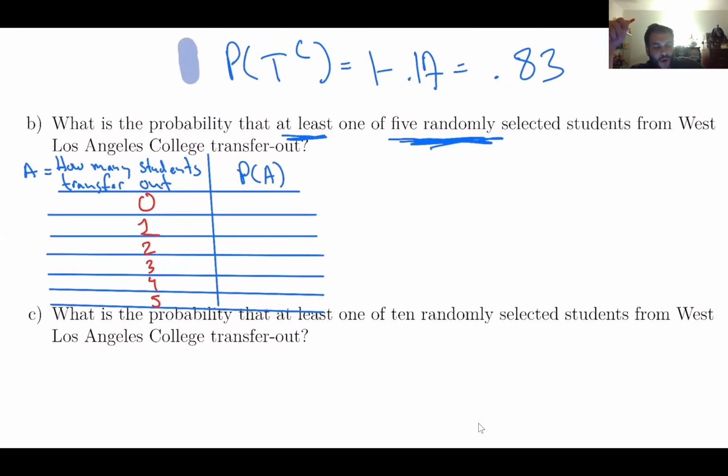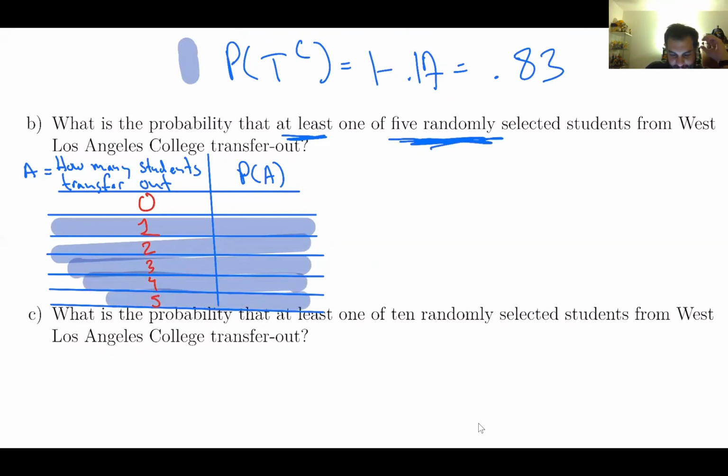So for this one, it said, what is the probability that at least 1 of 5 randomly selected students from West Los Angeles College transfer out? So I want at least one of the 5 to transfer out. So of all of these numbers that I have from 0 to 5, how many of them should I use? Which one do I have to find the probability of? 1 through 5. So I have to find the probability of 1. I have to find the probability of 2, 3, 4, and 5.